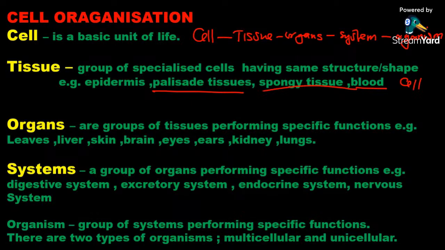Then we have the organism. So the organism is made up of different systems. In our body, let's say humans, we have different types of system. We have excretory system, digestive system, endocrine system, nervous system, circulatory system, and the integumentary system. So the systems make up the organism. I hope you will not forget this part. So that is it about cell specialization and cell organization.